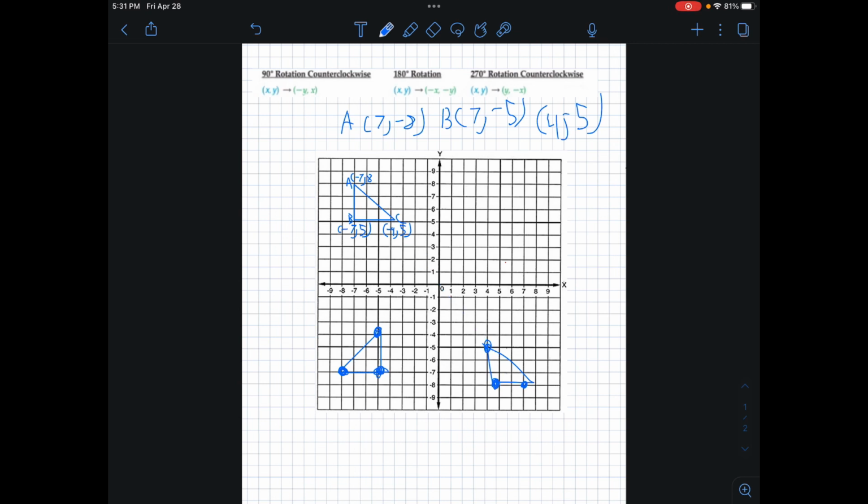And lastly, 270 counterclockwise rotation. If you're really thinking about your 270 counterclockwise, it's just a 90-degree clockwise, but just think of it as the same thing, 270 counterclockwise. Now, for this one, this time I'm just going to release numbers. You're doing the same thing as a 90 degrees counterclockwise, but instead of making y the negative, you're now making x the negative.